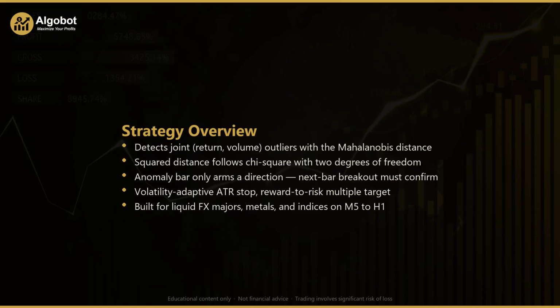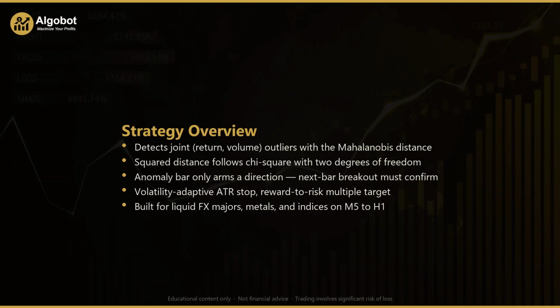Most jump or surge strategies test a big return and a big volume separately and act when each one looks extreme on its own. The trouble is that price and tick volume are correlated, so what looks large on each axis alone is often just ordinary co-movement. Mahalanobis Flow Breakout takes a different route. It measures how abnormal a single bar is in the two-dimensional space of return and volume at the same time, using a statistic called the Mahalanobis distance.